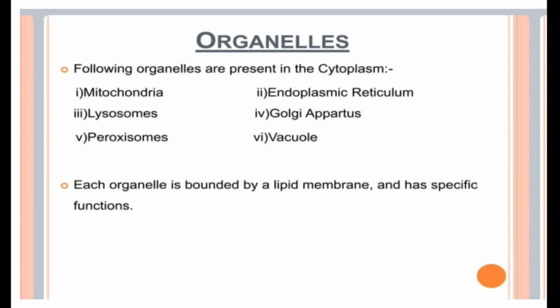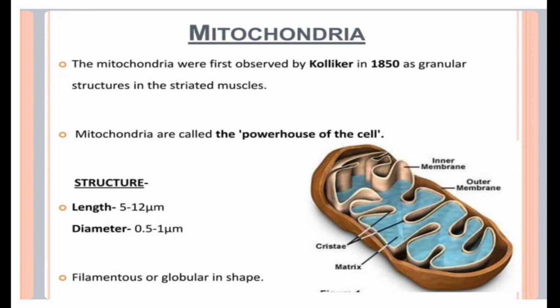Each organelle is bounded by a lipid membrane. As we have seen with the cell membrane, it has the same property. Each organelle is made up of the same bilipid membrane and has specific functions. So first we will see mitochondria. It was first observed by Kolliker in 1850 as granular structures in the striated muscles. Kolliker discovered the mitochondria, and it is the powerhouse of the cell.